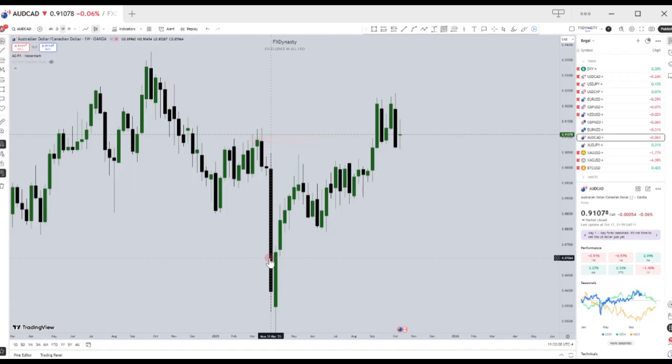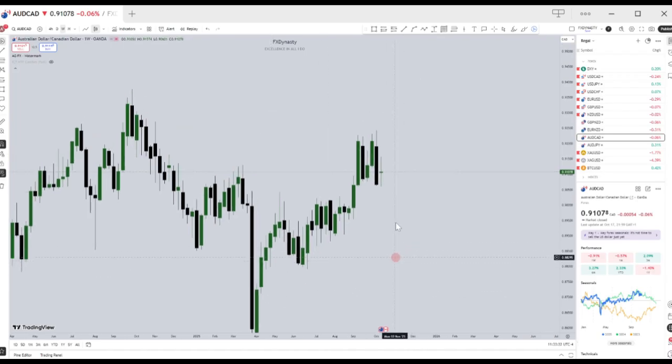CISD, change in the state of delivery. So if we are going to continue here, then we need to look for order flow leg. So let us define our order flow leg. I can use this, I can also use this, but let me use this for now.